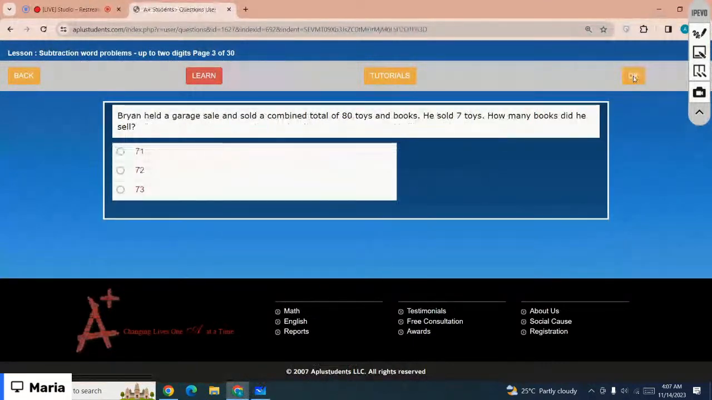Okay, the next one is Brian held a garage sale and sold a combined total of 80 toys and books. He sold 7 toys. How many books did he sell? Which is the correct option? The total books and toys were 80. Now you're given the toys, 7 of them were toys. So how many of them were books? So basically you have to do 80 minus 7.